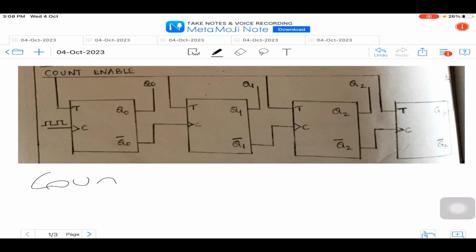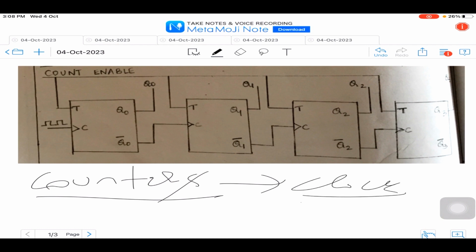Today's topic is counters. What is a counter? As we studied with respect to registers, a counter is a cascade of flip-flops which are configured in order to produce a particular output for a particular sequence whenever you apply a clock.